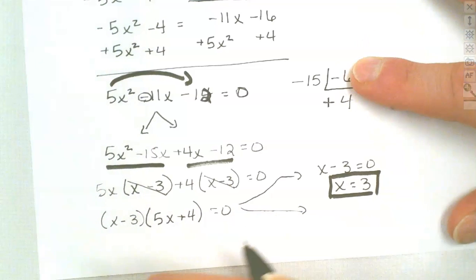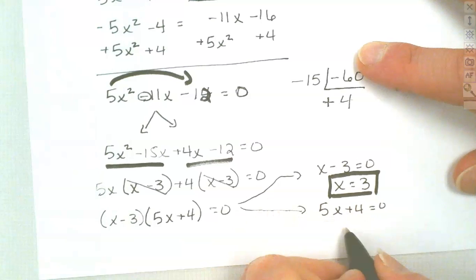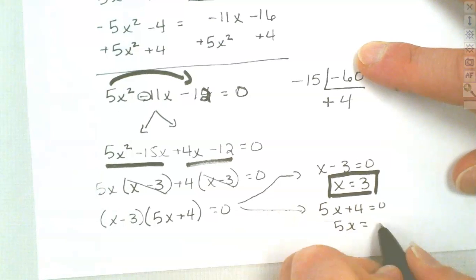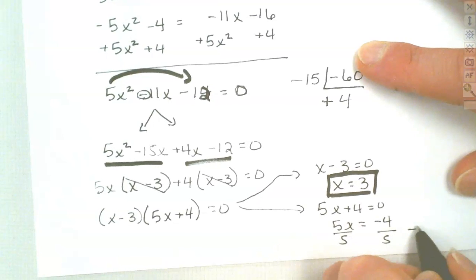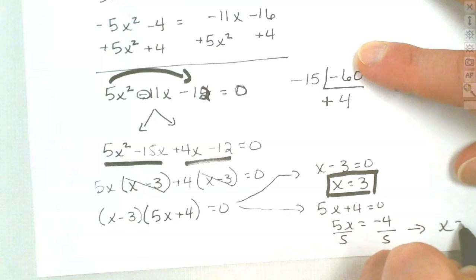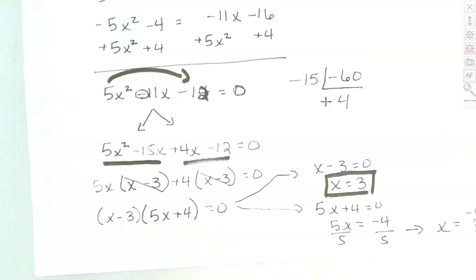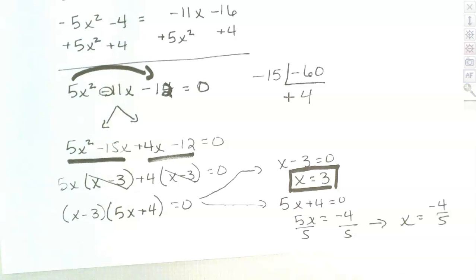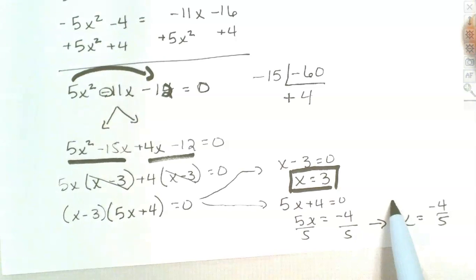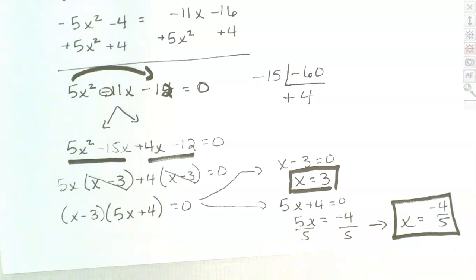So my other one is 5x plus 4 equals 0. So 5x equals a negative 4. Divide by our 5, and that gives me my second solution, which is x equals minus 4/5. Both of them do work. So those would both be our answers.